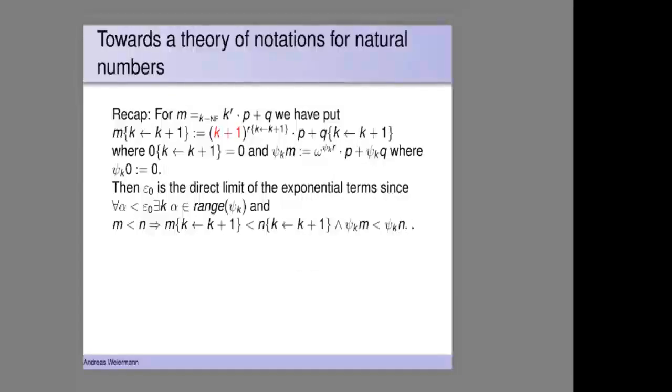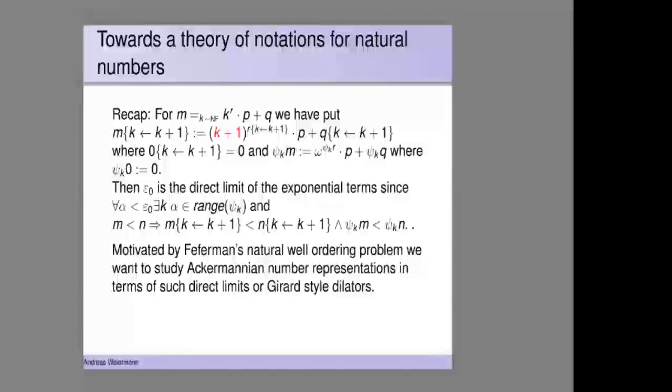Now we have the following properties, namely if m is smaller than n, then after base change this remains, and even after base change k goes to omega, this stays. And this is actually an idea which goes back to Girard and was motivated by Feferman's problem of what is the natural well ordering. We want to study Ackermannian functions, Ackermannian number theory representations in terms of such direct limits using what is called a dilator by Girard. Now, what is a dilator?